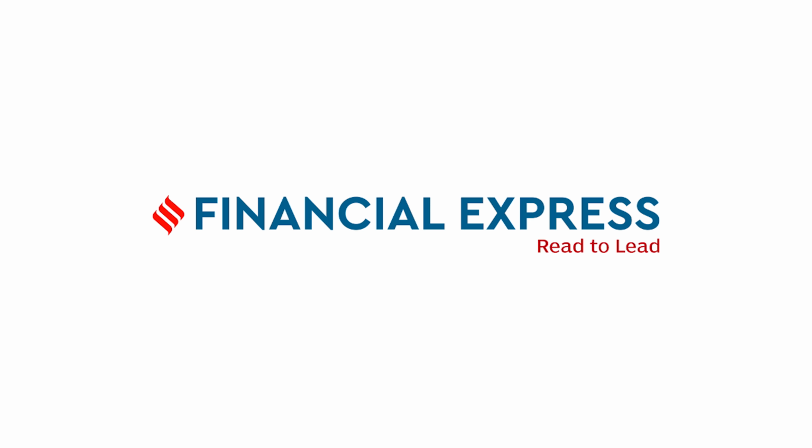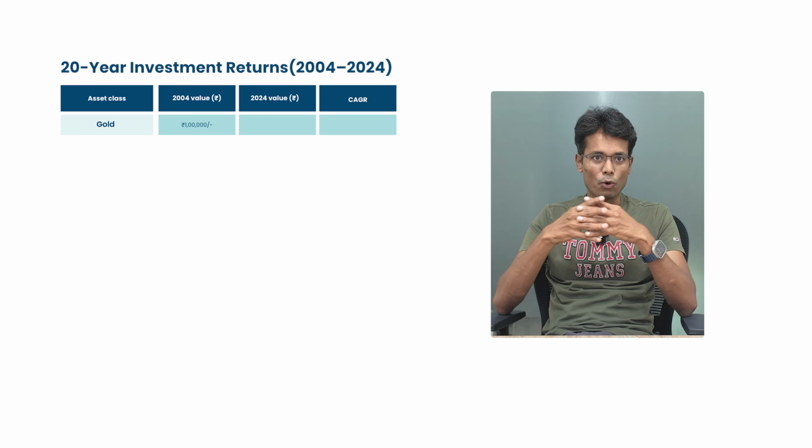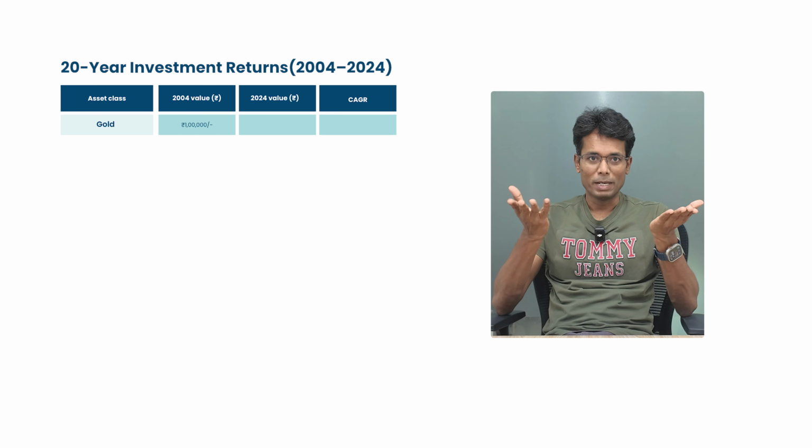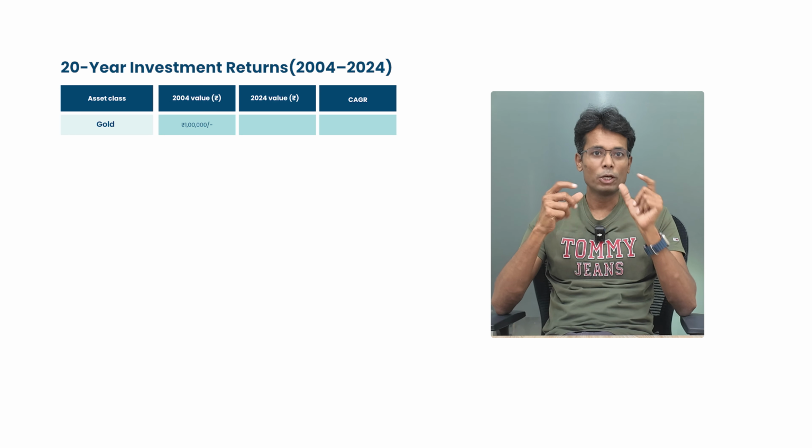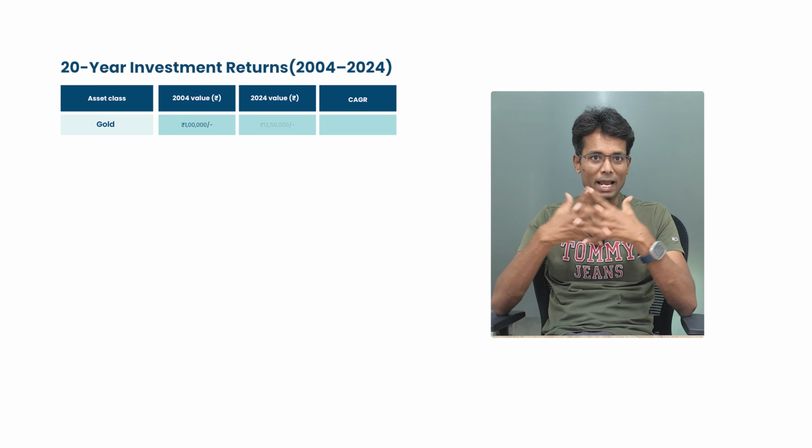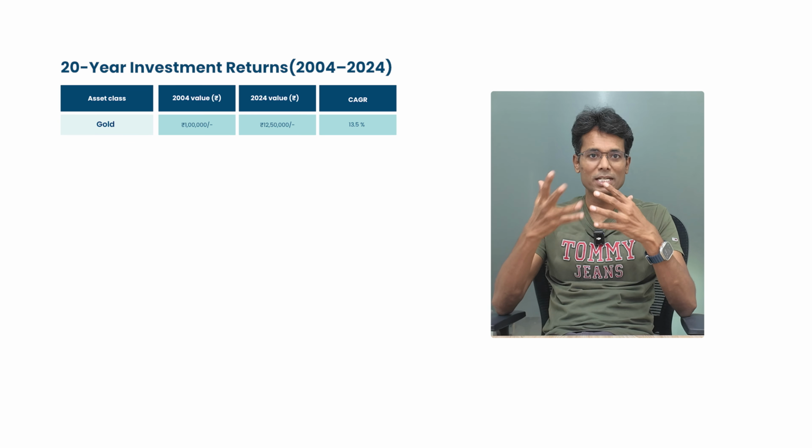Okay, now let's back this up with some real-world data, right? According to a research study done by Financial Express in India, if you were to invest 1 lakh rupees in 2004, by 2024, in 20 years, in gold, it would have grown to about 12.5 lakhs. That is about 13.5% CAGR.